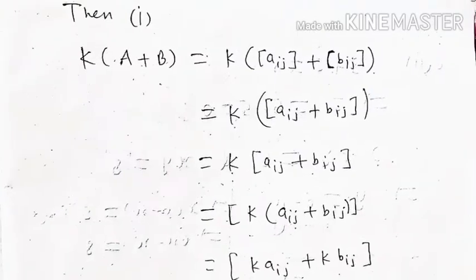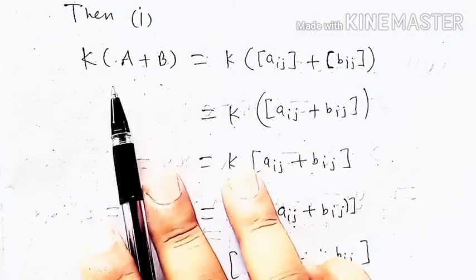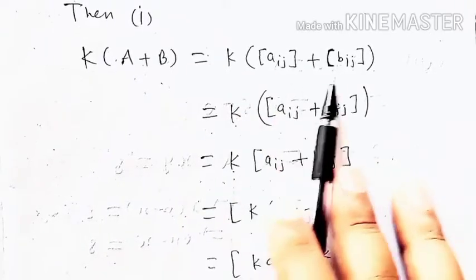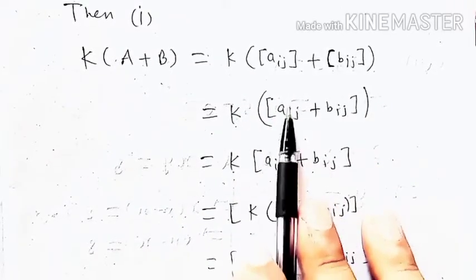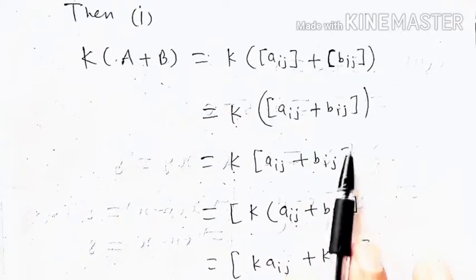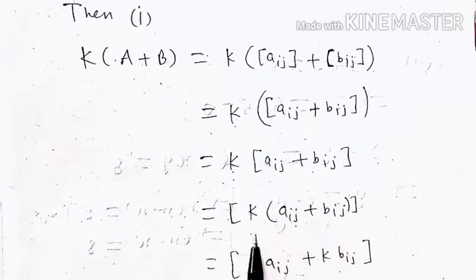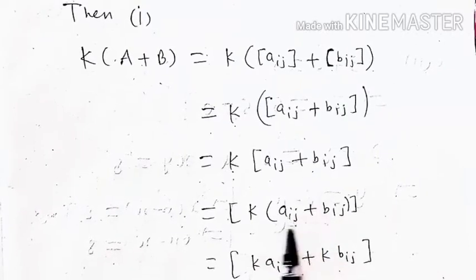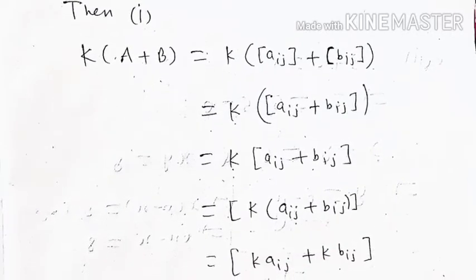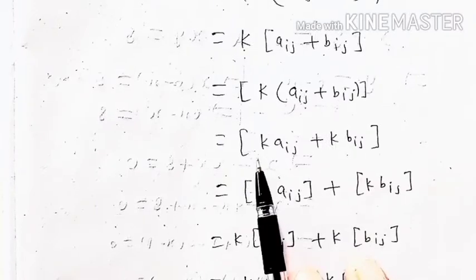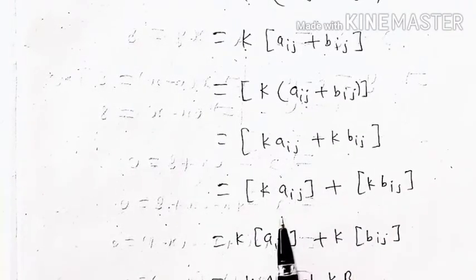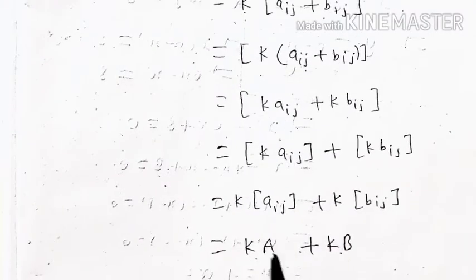Then the first property is K into A plus B. This is equal to K into aij plus bij. Here K into, we can write it in this form. Now we remove the bracket. Then we multiply this with each element, because this is an element, and it can be written as K aij plus K bij. This can be split into this form. Now K is taken out, and we have KA plus KB.